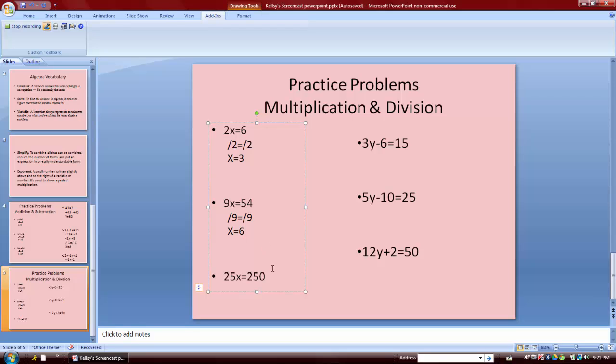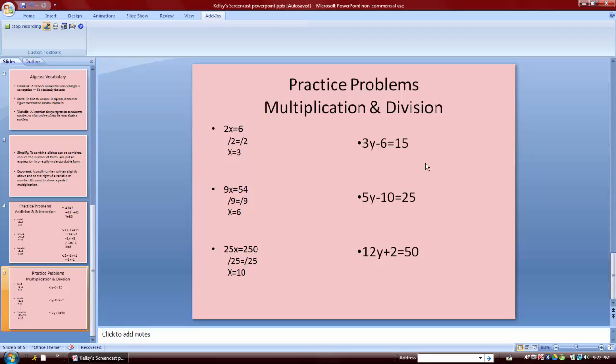So these are pretty much all the same thing. This one's pretty simple too. I'll do this one, and then we'll move on to the other side. Okay, so on to the other side.